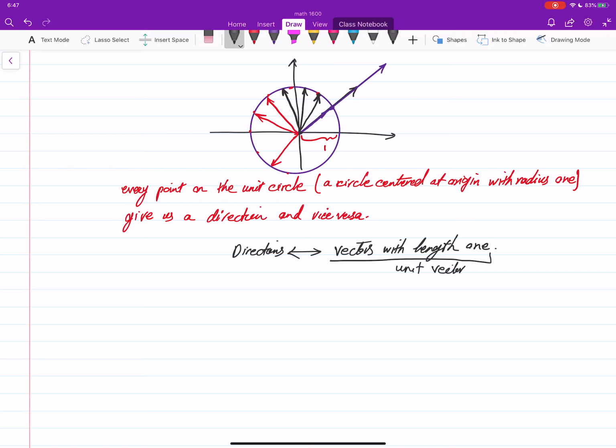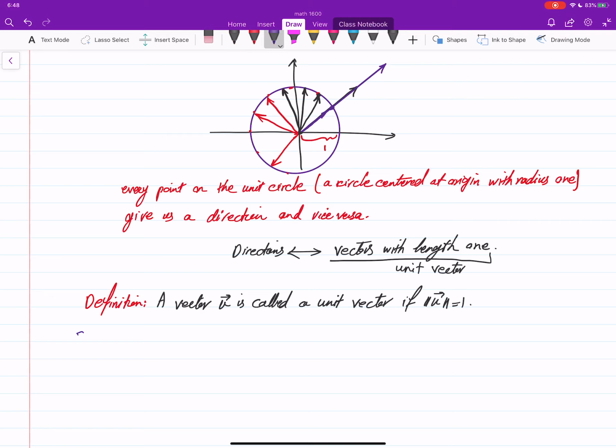So basically, unit vectors tell you what are the possible directions for those vectors. So let me just write the definition this way. Definition: a vector u is called a unit vector if its length is 1.